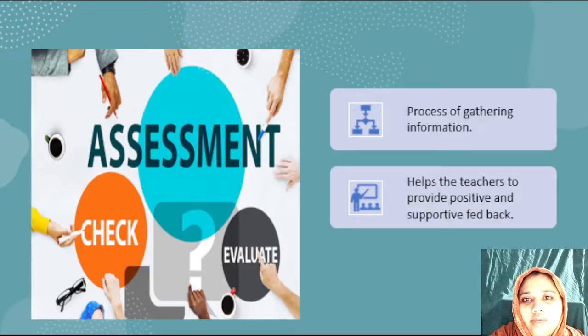Then, what is meant by assessment? Assessment is a systematic process of documenting and using empirical data on the knowledge, skill, attitude, and beliefs to refine programs and improve students' learning. Or it is the process of gathering information about what a student knows, can do, and has learned to do.